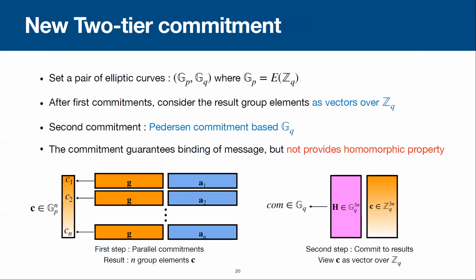Next, I introduce our new two-tier commitment. First, set a pair of elliptic curves, GP and GQ, which are elliptic curves of order P and Q, and GP is an elliptic curve over GQ. After the first commitment, consider the resulting group elements as vectors over GQ, and apply the second commitment, a Pedersen commitment based on GQ. The commitment guarantees binding of the message, but does not provide a homomorphic property.